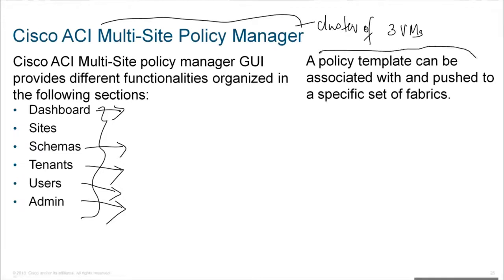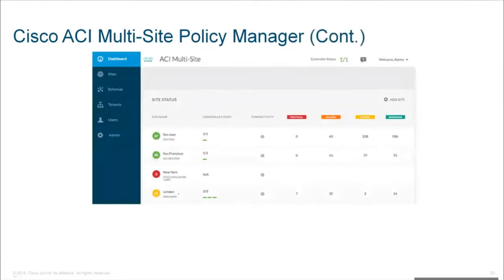You can create a policy as a template and then apply it. Template makes your life easier. Baseline values are in there. And you can say, I want to apply it to APIC cluster 1 and thus its fabric, APIC cluster 2 and its fabric. You can go ahead and create policies centrally and make them available for the different fabrics to use. So this is what the Multi-Site Policy Manager looks like.